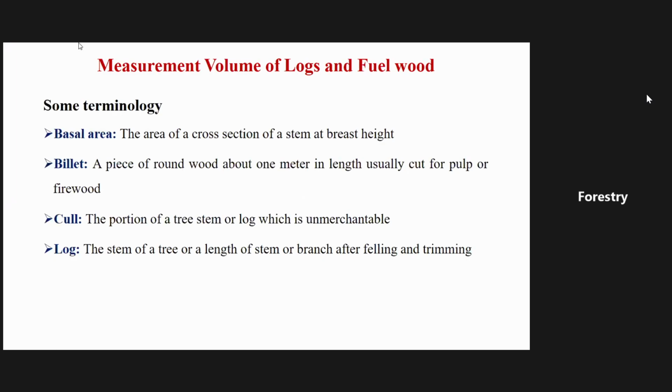Another term is billet. Billet means a piece of round wood about 1 meter in length, usually cut mainly for the use of pulp and firewood. Then another term is cull. It is the portion of the tree stem or log which is unmerchantable. Unmerchantable means it is not saleable, it is not useful for timber. Another terminology is log. Log means the stem of a tree, or a length of stem, or it may be a branch after felling or trimming. It is called a log.